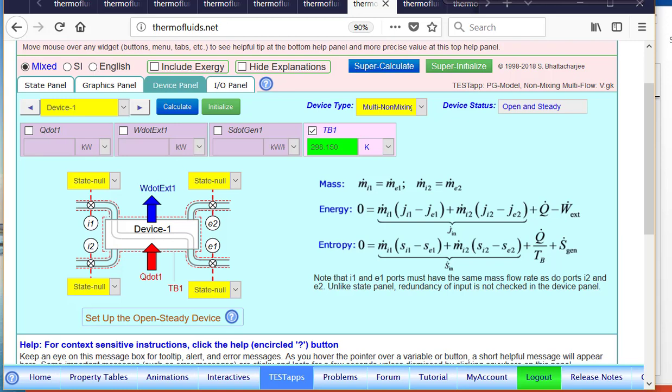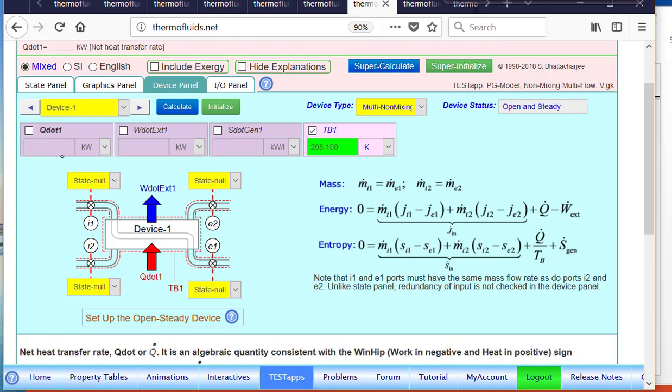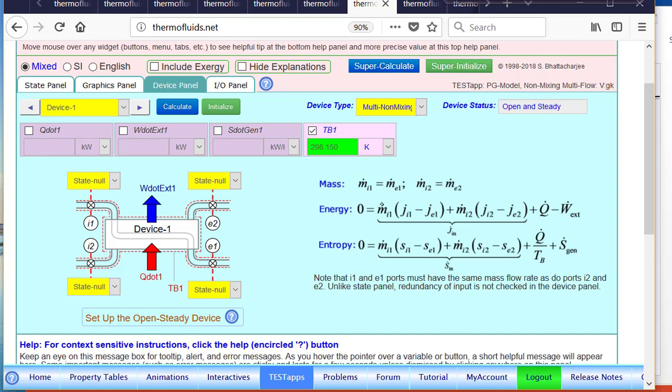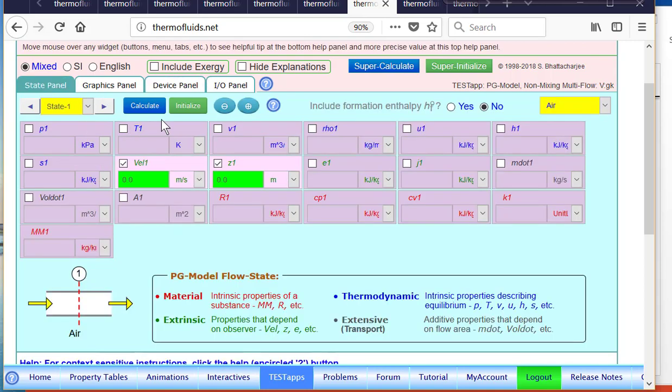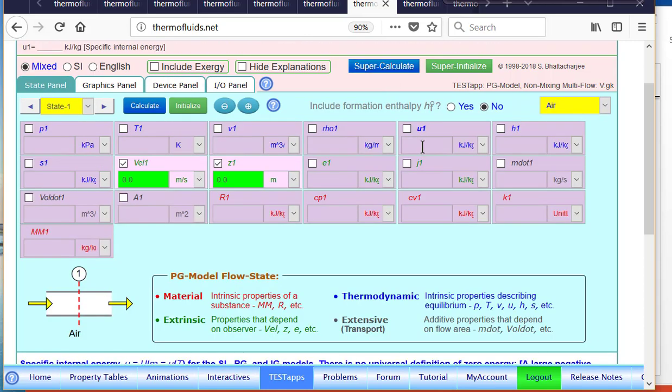So the concept is very simple. You calculate the inlet and exit states as much as possible, come to the device panel, load those inlet and exit states, enter the device variables, maybe the heat transfer is known or the work transfer is known, and then let this equation be solved by the TEST app, and the unknowns are posted. If a state variable is calculated, it will be posted back here, and all you have to do is click the super calculate to iterate between state and device panel so that the desired unknowns can be found.